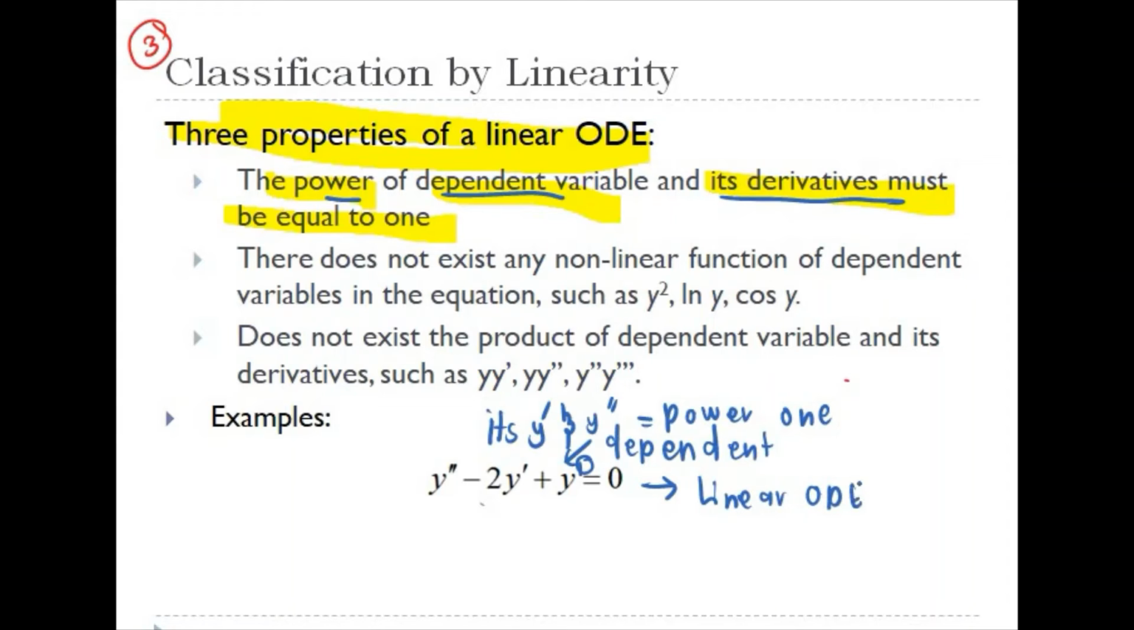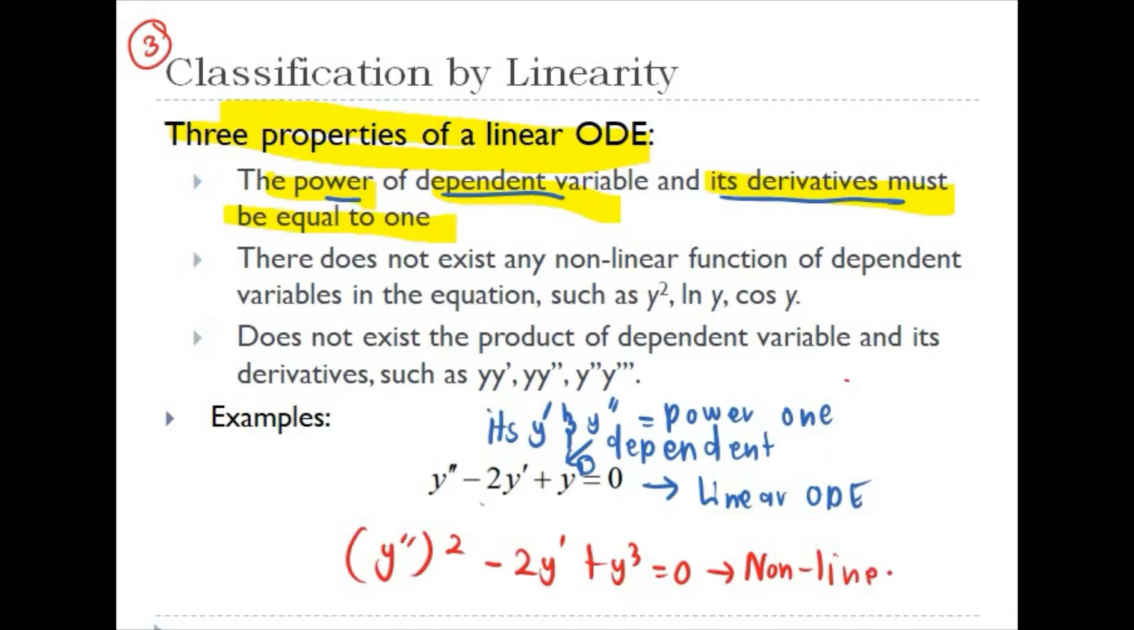So let's say I modify it a bit: y double prime squared minus 2y prime plus y cubed equals 0. Now it becomes nonlinear because the power of the dependent variable is not equal to 1, and the power of the derivative here is also not equal to 1, which is 2 here. So now it becomes nonlinear.